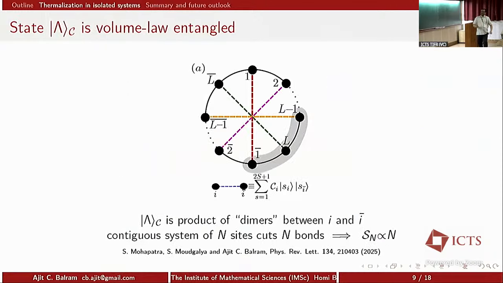Okay, so first let me show that this state actually has volume law entanglement. That's fairly easy to see because this lambda state is just a product of dimers between sites I and I bar. So if you take a contiguous subsystem of n sites, then that is going to cut exactly n bonds. So if C happens to be unitary, then the entanglement entropy, let's say for a spin half system, is exactly n log 2. You cut exactly n bonds, and in that case these will be like bell pairs, and you cut exactly n log 2. I mean, n log 2 will be the exact entanglement entropy.